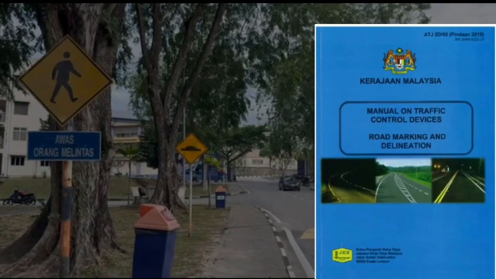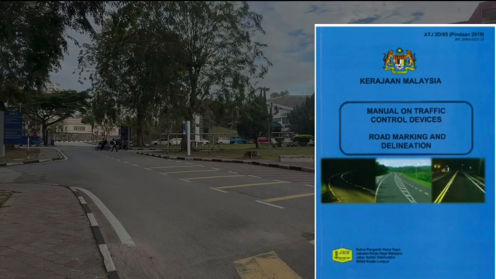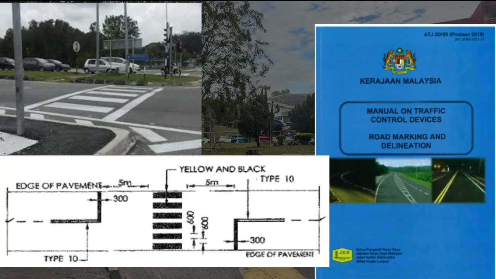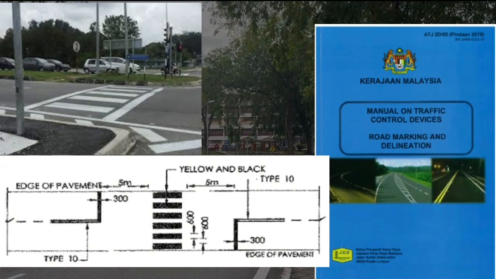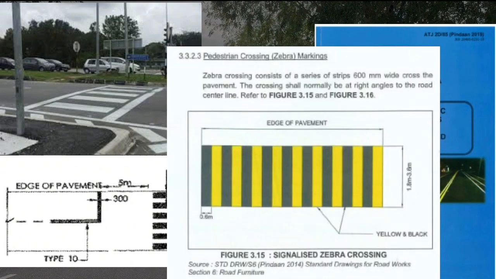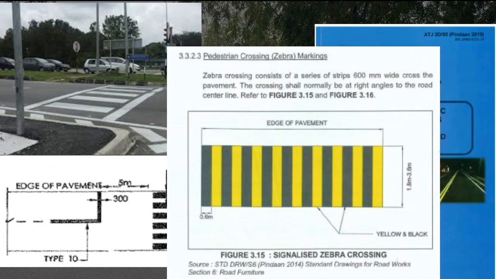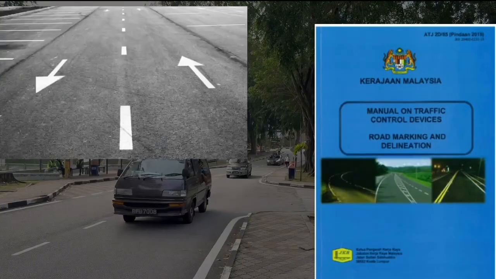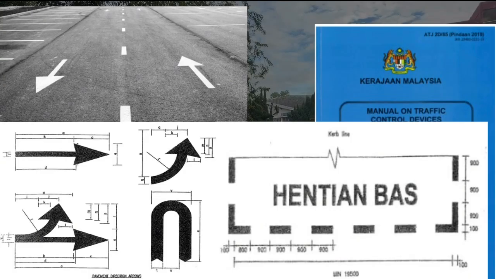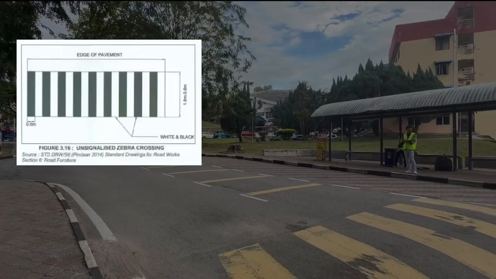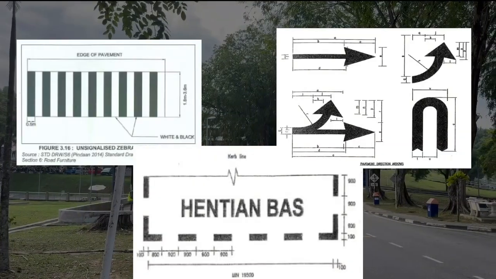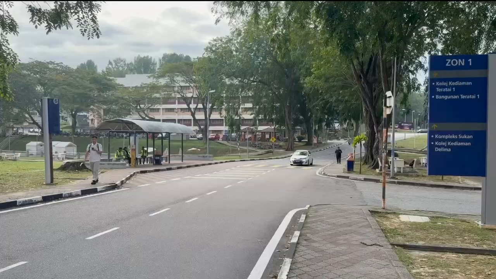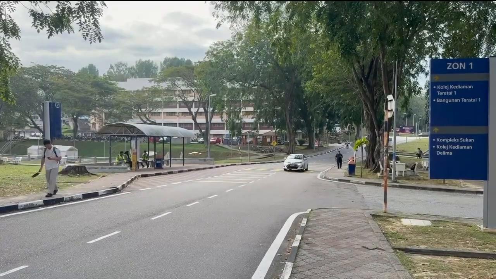According to Arahan Teknik Jalan 2D/85, road marking and delineation, zebra crossing must be clearly marked using standard white transverse lines to indicate pedestrian priority, typically with width and length between 1.6 to 3.6 meters, and each stripe having a 0.6 meter width. Directional movement arrows and bus stop markings are also part of standard regulatory road marking under the same guideline. Therefore, it is recommended that zebra crossing, bus stop markings and directional road arrows be installed at strategic locations within the residential area to improve pedestrian safety, traffic clarity and driver awareness.